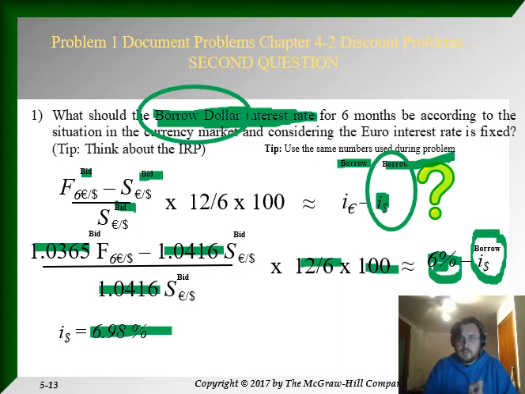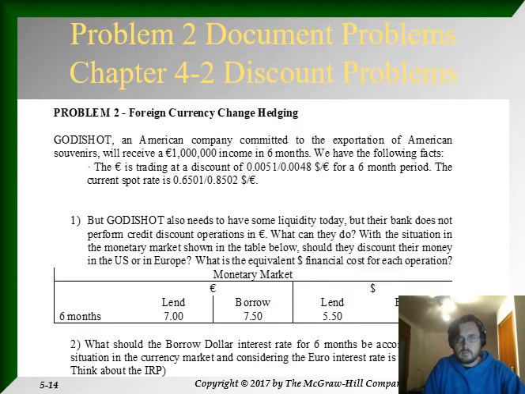Okay, easy, right? So let's practice now. Let's do problem 2 from the document, problem chapter 4, discount problems. You had that on Canvas. I think I forgot to mention that before. All right, so that's our problem now.